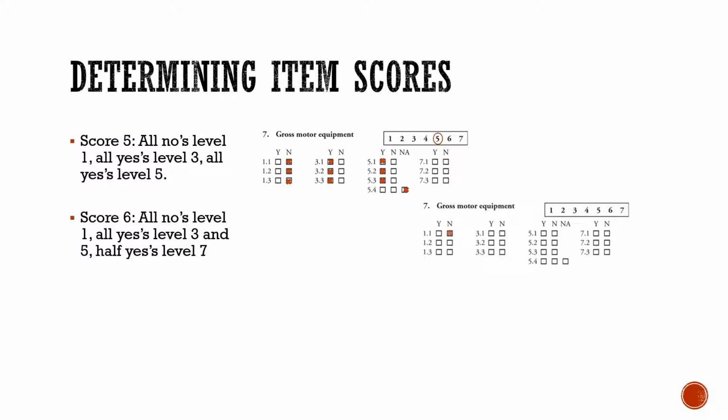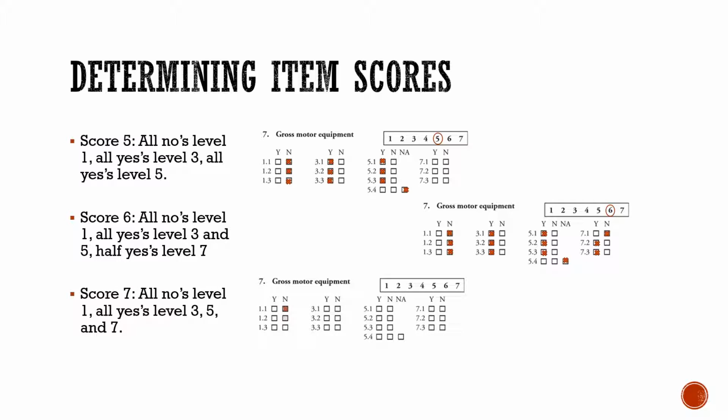A Level 6 is given when all indicators in Level 1 are no, Levels 3 and 5 are yes, and at least half of Level 7 is yes. And finally, a Level 7 is given when indicators in Level 1 are scored no, and all other indicators in the levels are scored yes.